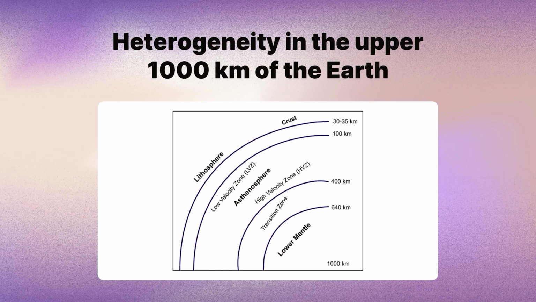Heterogeneity in the upper 1000 km of the earth: we have a thin crust, which is around 30 to 35 kilometers, then we have a lithosphere, which is around 100 kilometers, then low velocity zone, high velocity zone, they are circling at asthenosphere, then we have a transition zone, lower mantle, and finally this is the most important area by which the plate tectonics can be understood very well.